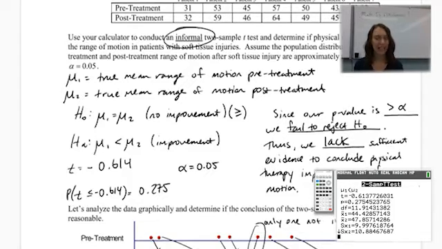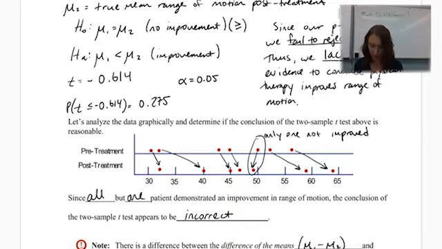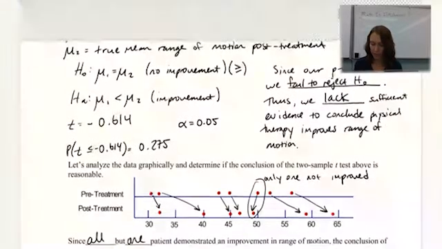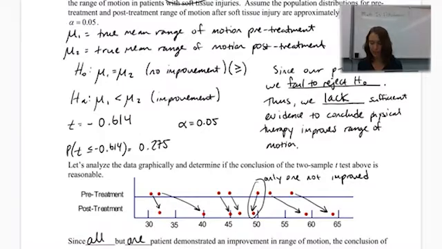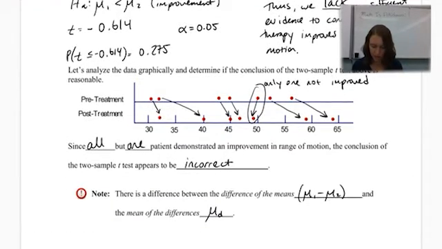But let's analyze the data. Look back at the actual data, and you can see I've plotted it here. If we look at all the pre-treatment values and then the post-treatment values, every single one of those values except for one patient improved. So why would our test show that we don't have enough evidence to conclude that physical therapy improved range of motion? We definitely do, and we should see that in our test. So the two-sample t-test appears to be incorrect, and it's because the data is inherently paired.